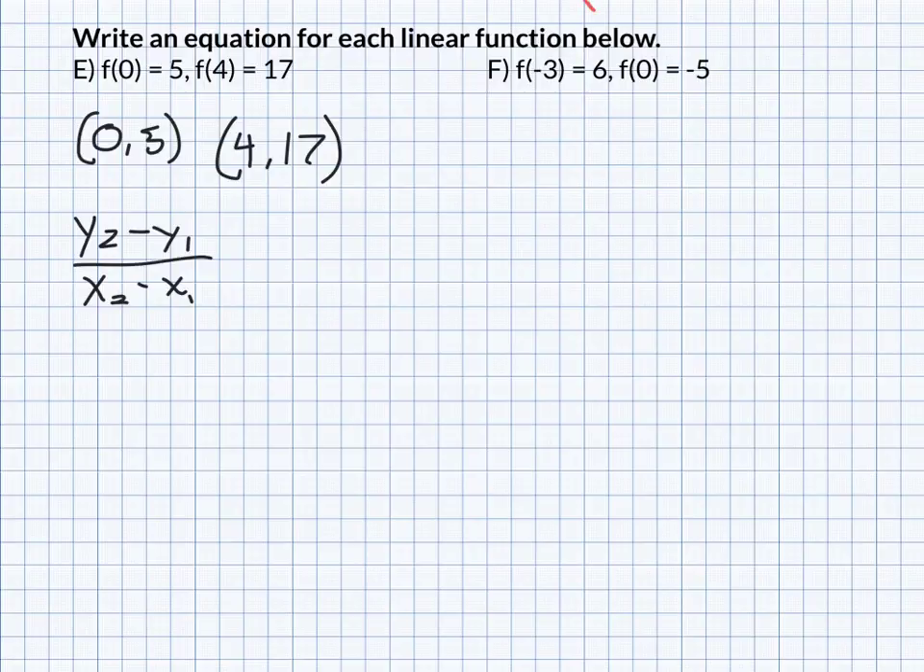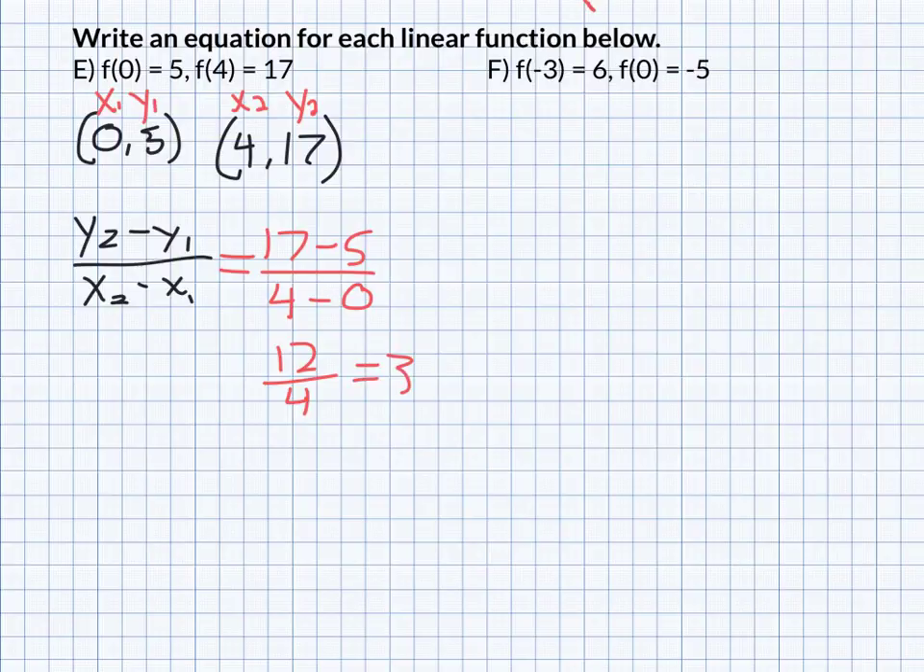Let's use a different color to label. Remember, every point has x and y, x and y. And since this is the first point, we'll just say x1, y1. Second point, x2, y2. So if we put these values in, we're going to have 17 minus 5 over 4 minus 0. 17 minus 5 gives us 12, and 4 minus 0 is 4. 12 divided by 4 equals 3. So that's our slope.